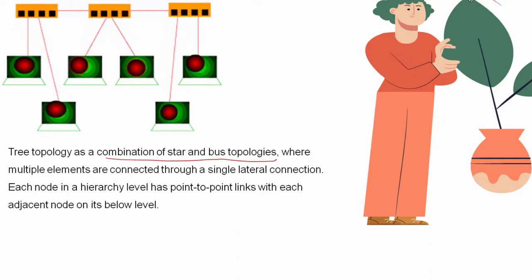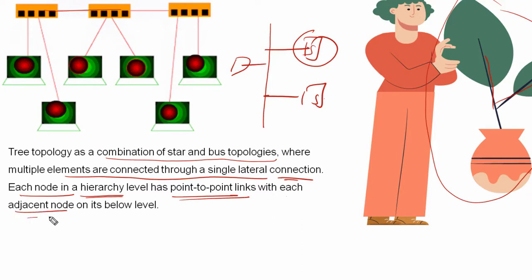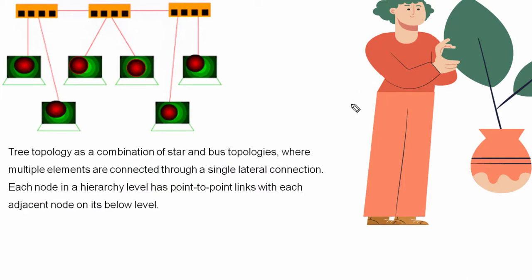Like when you grow a tree, the tree has so many branches. Similarly, in tree design, we have a backbone cable and the backbone cable is connected with switches and hubs. So multiple elements are connected through a single connection, and each node in a hierarchy level has a point-to-point link with each adjacent node on its below level. So tree topology helps us in designing for big MNCs, as I already told you.